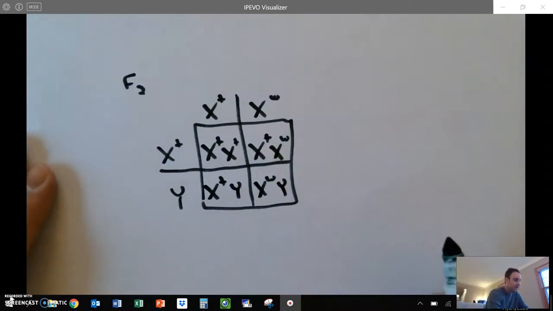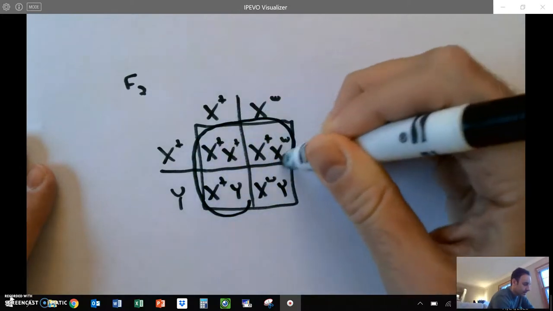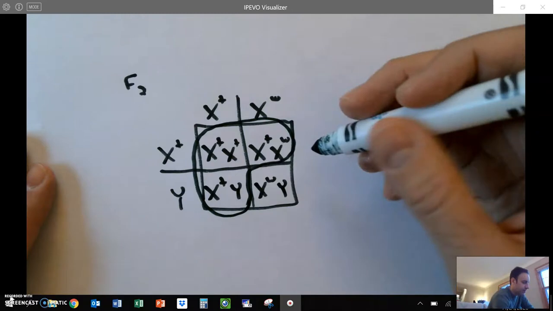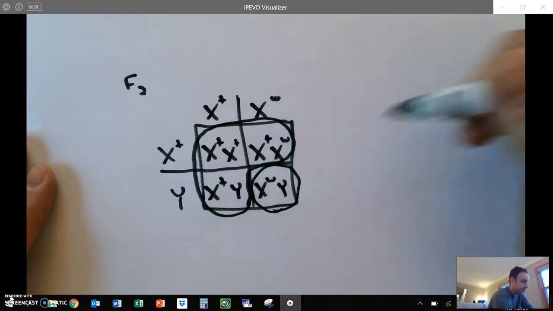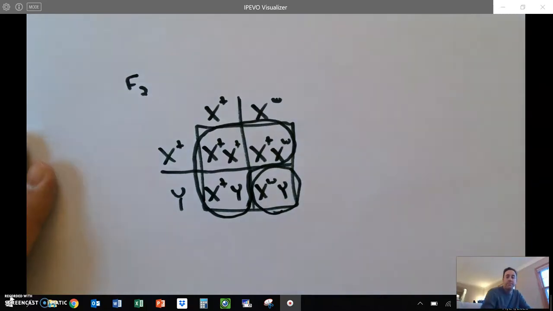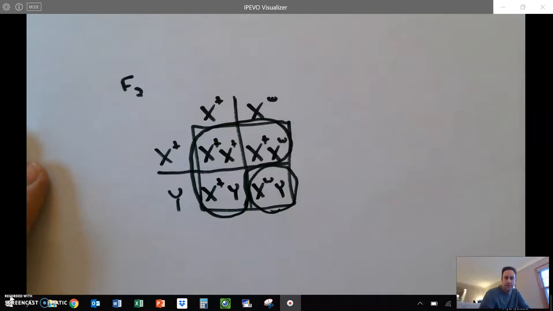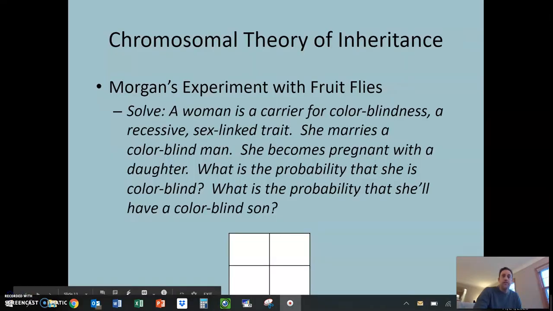If you look at this ratio, lo and behold, you see we get a 3-to-1 ratio of red eyes to white eyes, and all the white-eyed offspring are male. So this model perfectly predicts what Thomas Hunt Morgan found. So now what I want to do is I want to solve another problem. And so here's an example of kind of a typical sex-linked trait problem that you might have.